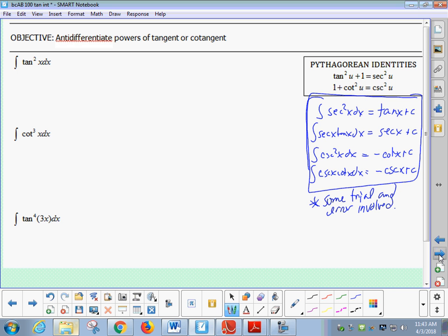Do you have another idea? Identity. Good job. So the tangent squared can be substituted for with secant squared minus 1. Now that's wonderful because, first of all, our good integral basics tell us that yes, it is okay to separate an integral of a difference into two separate integrals.